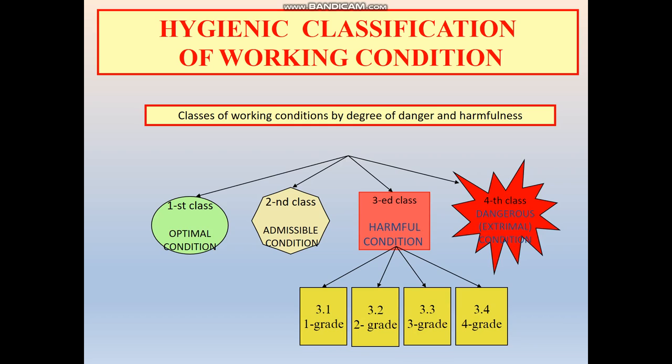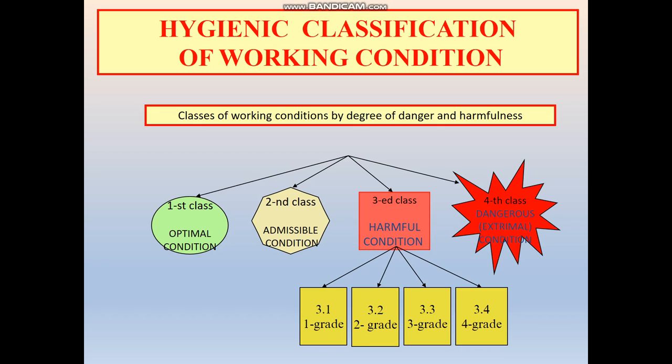Harmful working condition, type 3, is characterized by the presence of harmful production factors which exceed the permissible hygienic norm and may cause health problems in the worker and his offspring. According to the extent of exposure to harmful working conditions, four degrees of occupational hazard are singled out. First degree: a working condition in which harmful production factors may result in functional changes of the human body, which can be restored over a more prolonged period of time. Working in this condition can increase the risk of health problems.